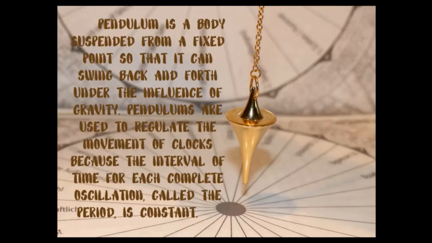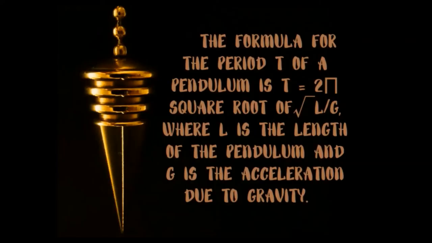A pendulum is a body suspended at a fixed point so that it can swing back and forth under the effect of gravity. Pendulums are used to regulate the movement of clocks because the time interval for each complete vibration, called a tick period, is constant.